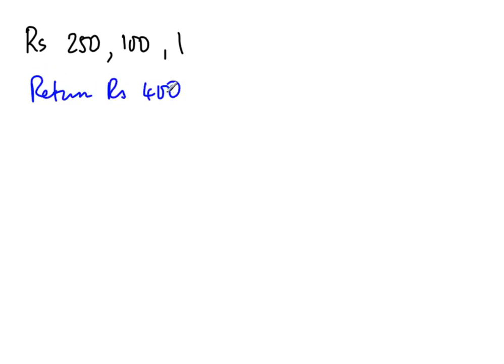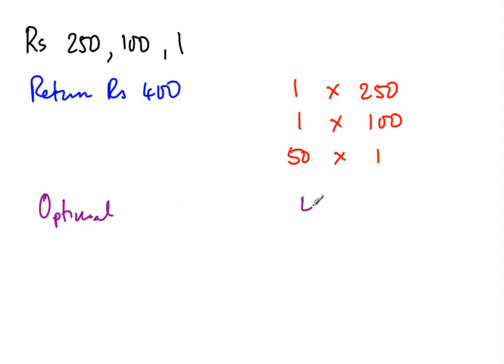Well, supposing we had a different set of coins and notes. Supposing our denominations were 250, 100, and 1. And suppose we need to return 400 rupees. Okay. Now, if we follow a greedy strategy, you would first put a 250 rupee note down, then you would put a 100 rupee note down, so now you have 50 rupees to return, and then because you have no other choice, you will have to put 50 1 rupee coins. But the optimal in this particular case is 4 100 rupee notes. So clearly the greedy strategy fails if we have a different set of denominations.